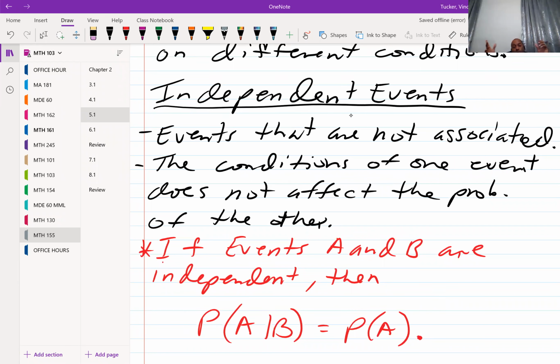So if your events are independent, that means one event has nothing to do with the other. The probability doesn't affect the other probability. The fact that B has occurred has nothing to do with A occurring. So that's why this is still going to be equal to the probability of A.